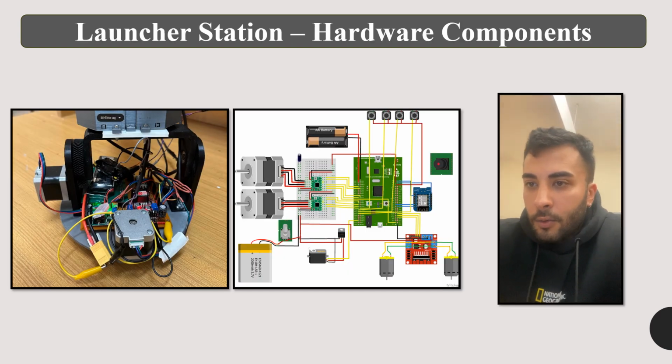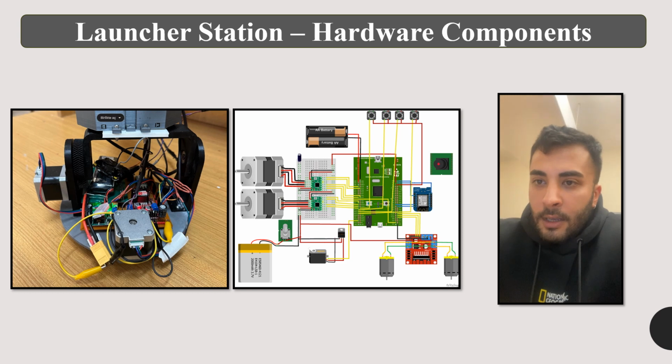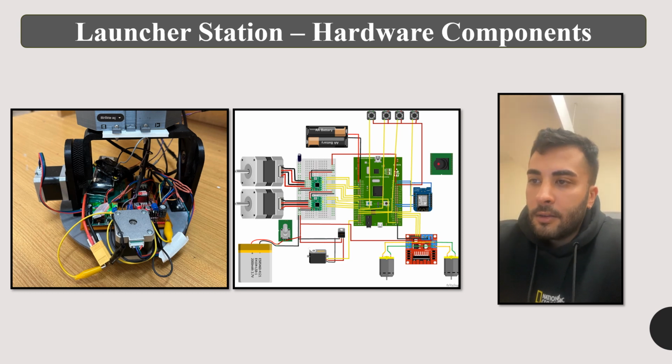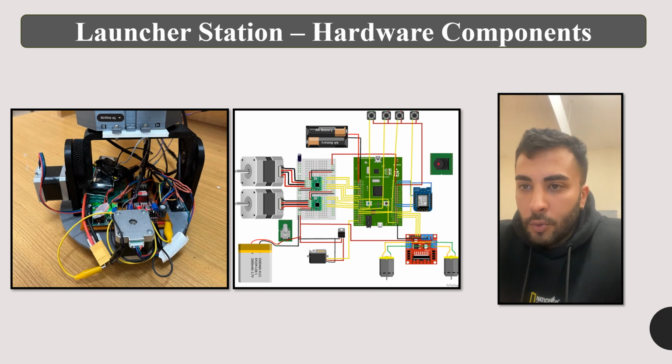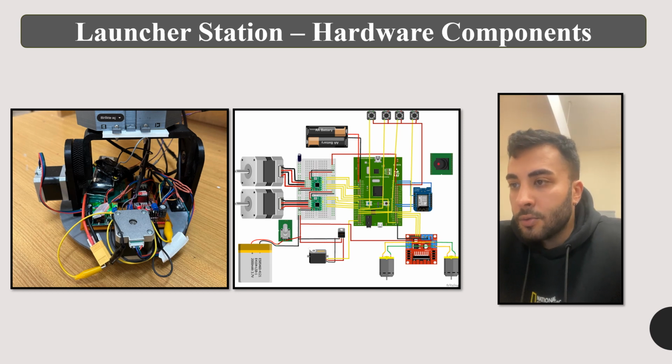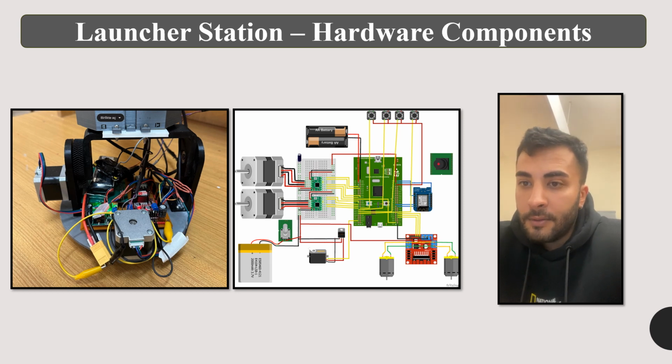Now let's have an overview of the hardware part of the project. Two Nema 17 stepper motors were used for pan tilt to make elevation and azimuth movements. Two A4988 stepper motor drivers were used to drive the stepper motors. Two DC motors were used in the launcher and an L298 motor driver was used to drive them with a PWM signal.